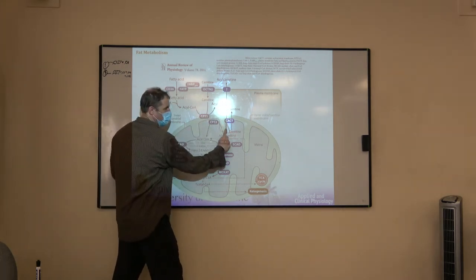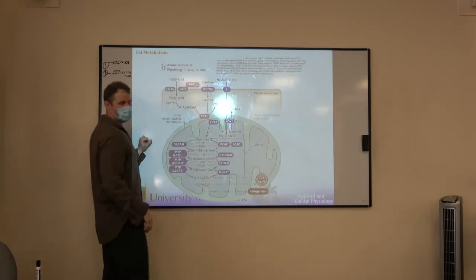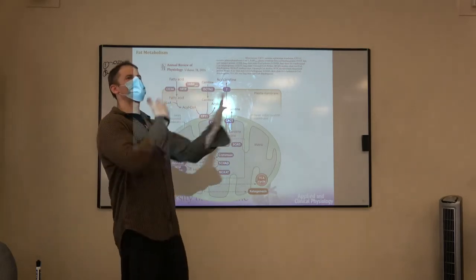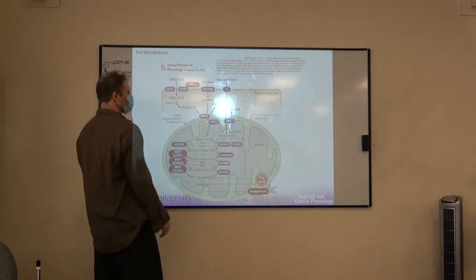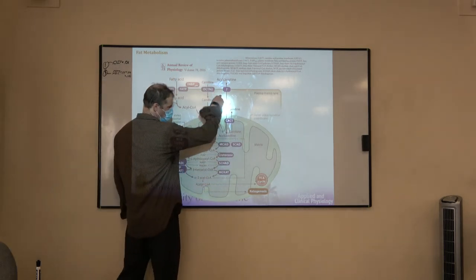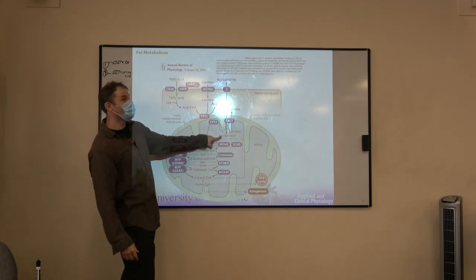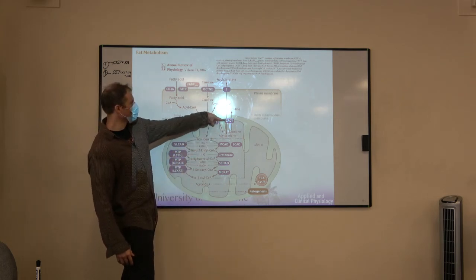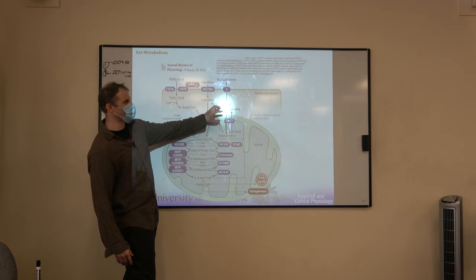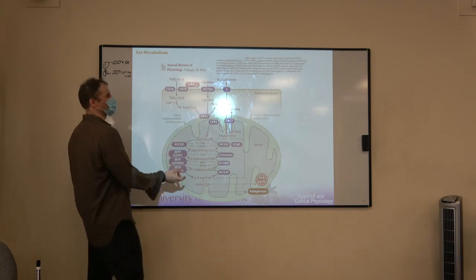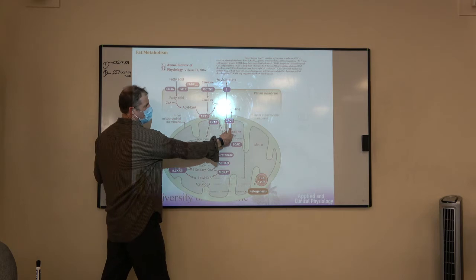So we shuttle that in. At the same time, we shuttle free carnitine out. Just think of it as like a sodium potassium pump. We're exchanging. Free carnitine is going out, acyl carnitine is coming in. What's the transporter? CACT is the actual transporter. I'll show it to you in just a second in more detail.